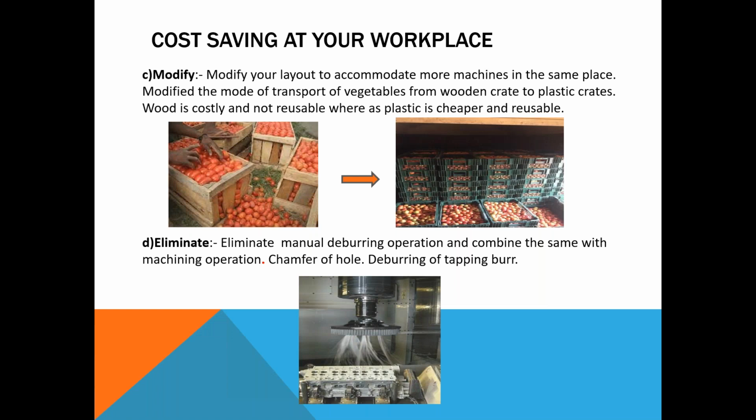Modify your layout in such a way that you can accommodate more machines, or modify your mode of transportation of vegetables. Wooden crates. You can see a wooden crate. If I'm using it, see how it is coming out. Half of the things are spoiled. Instead of wooden crate, if I use a plastic crate, it is cheaper and it is refundable also, and returnable also. This is another way of modifying and looking at the process.